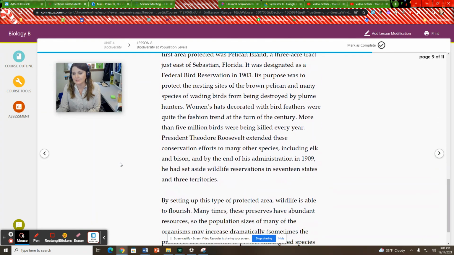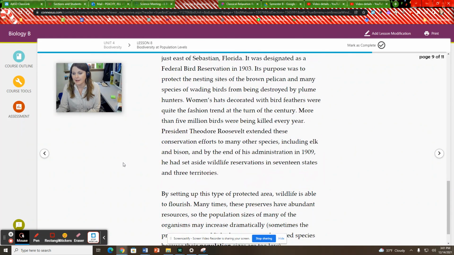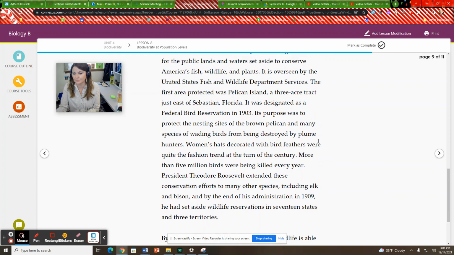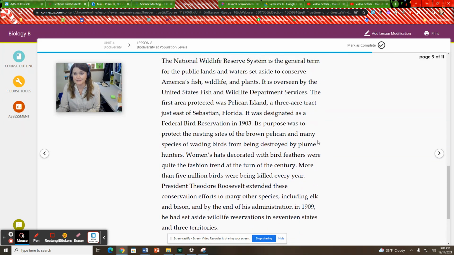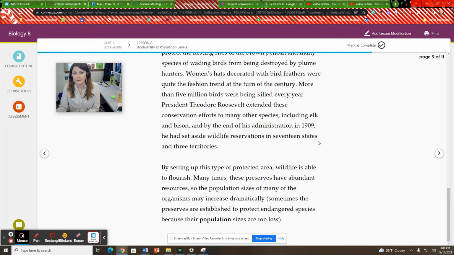And it talks a bit about some of these wildlife reserves that have been set up throughout the country. Specifically, it's talking here about the efforts of President Theodore Roosevelt, who extended these conservation efforts to many other species. He set up a lot of different wildlife refuges. He set up a lot of different national parks and stuff like that to help preserve wildlife and to kind of mitigate the effects that we were having on the natural world.